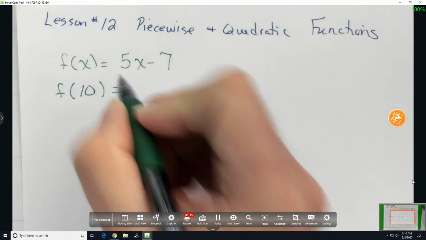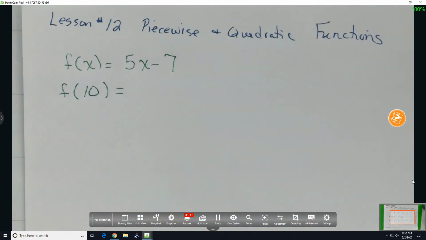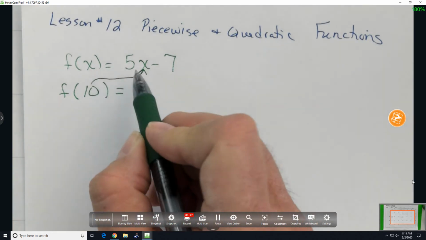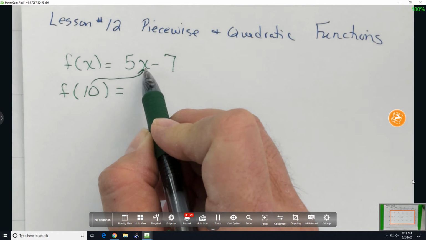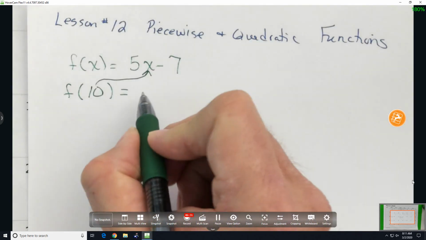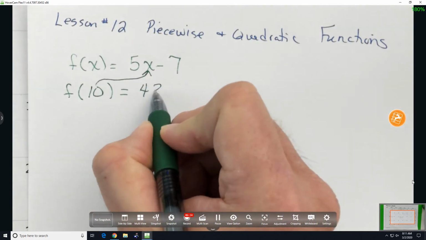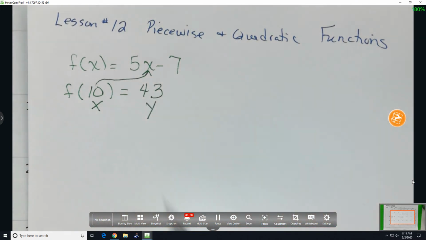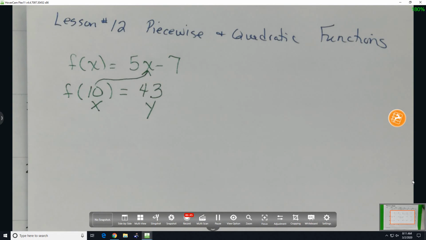Do y'all remember what you do with that number in the parentheses? You plug it in for x. Whatever the number is in the parentheses, you plug in for x. So like f of 10, 5 times 10 would be 50 minus 7, 43. For every x value, there can only be one y value, not 2 or 3 y values. Okay? So every x gets exactly one y value.